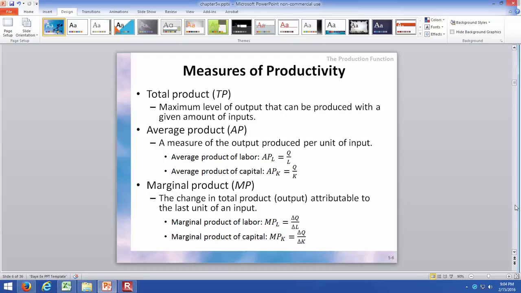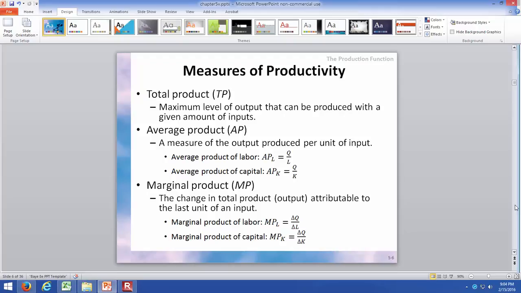Now what about the marginal product of labor? The marginal product of labor is the change in total output attributed to the last unit of an input. Given that we're going to have one more unit of labor, what is going to be the change in the output? Basically, we are talking about the derivative of the output with reference to the labor. So that is delta Q over delta L.